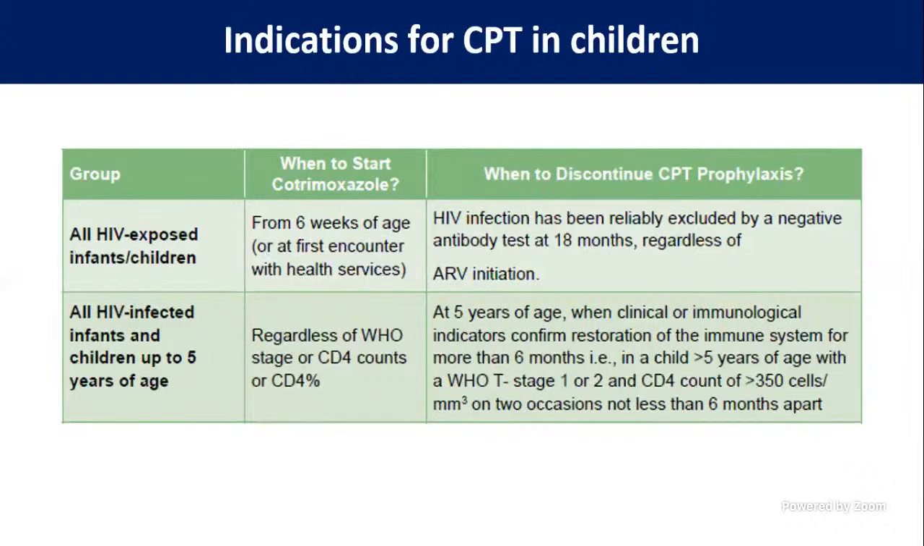Right. Now, coming to children, this again is very important, and most of us do not practice it. All HIV exposed infants and children. Here they are not talking of an HIV positive or negative child. All children born to an HIV positive mother should be put on cotrimoxazole from 6 weeks of age, or at the first encounter with the health services. This is very important: not immediately after birth. We need to wait a bit because the liver has not yet developed, so here we need to give that time period of 6 weeks.